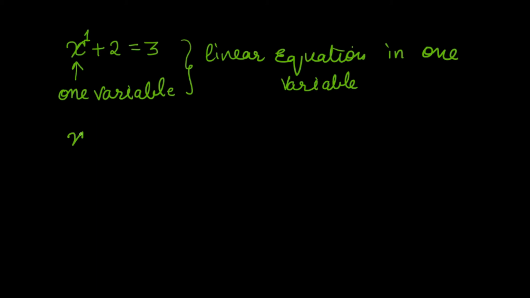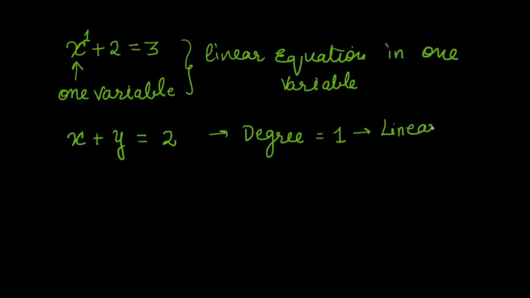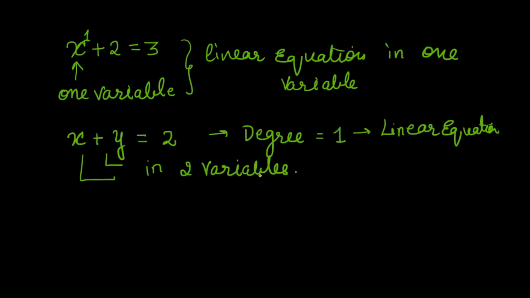If we write x plus y is equal to 2, what is the degree of this equation? The degree is the highest power of the variable and the degree is 1. And since the degree is 1, this is again a linear equation. And how many variables are there? There are 2 variables. So, linear equation in 2 variables. Okay, I hope this much is clear. What is linear equation in 2 variables?